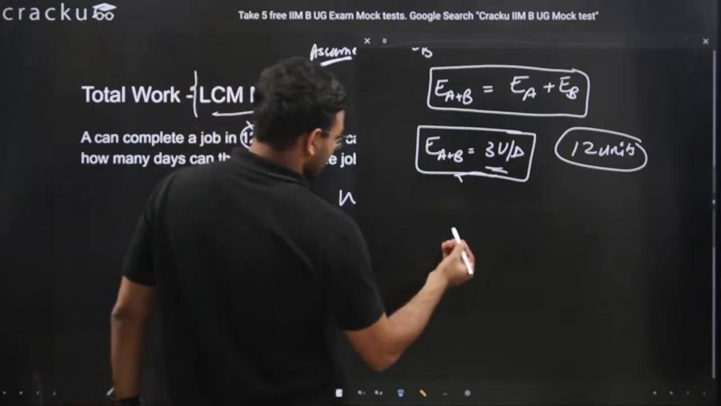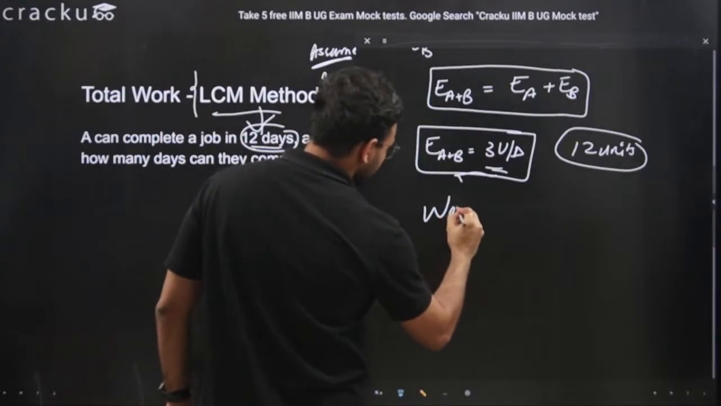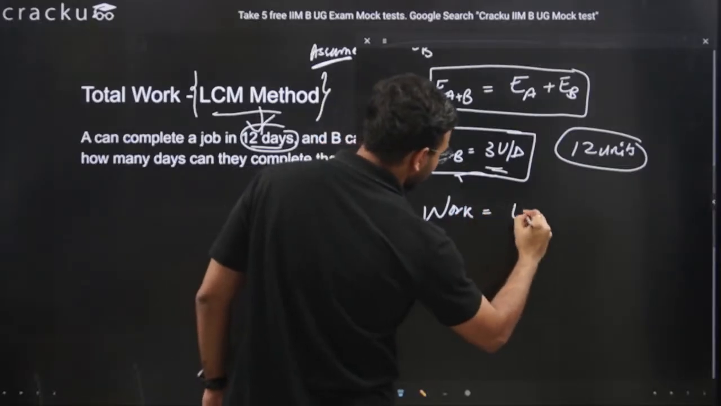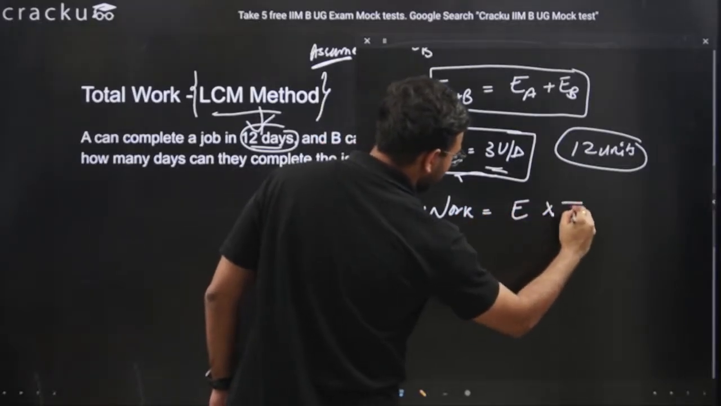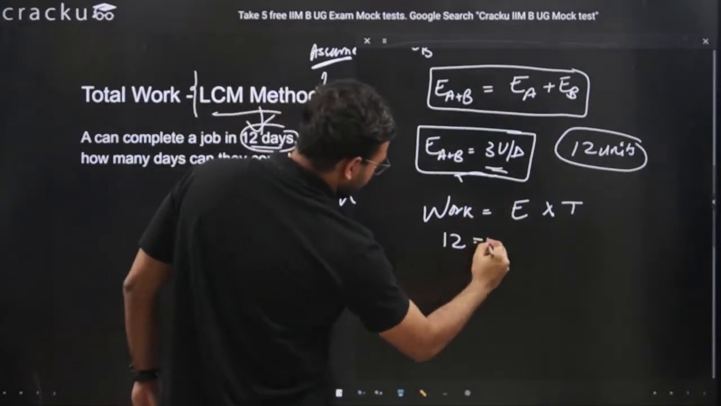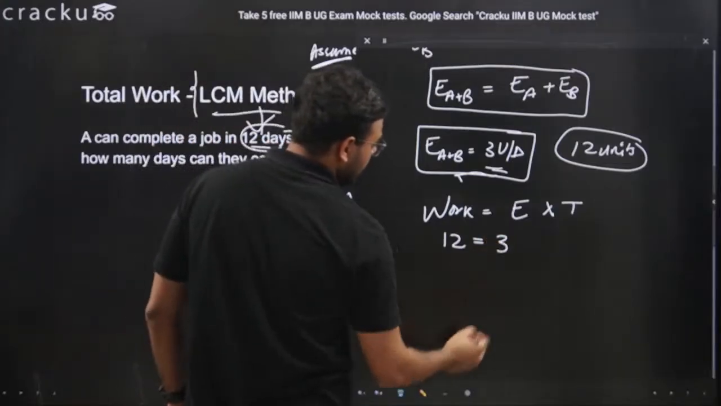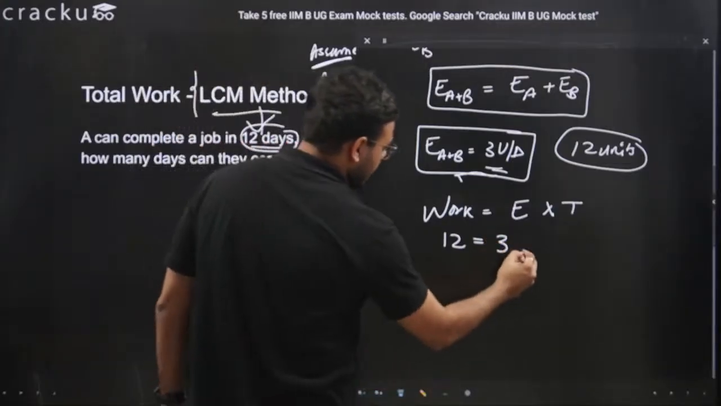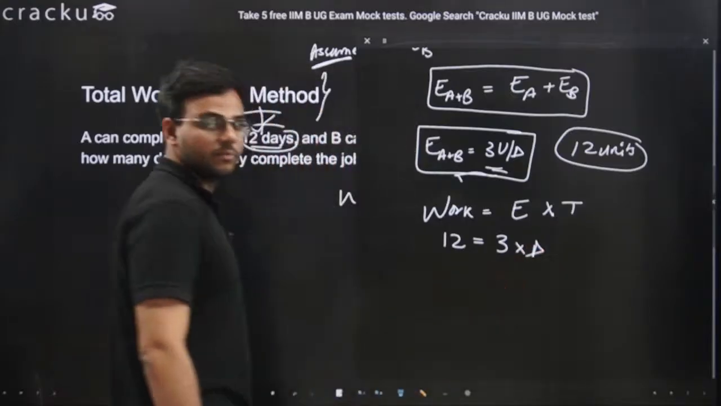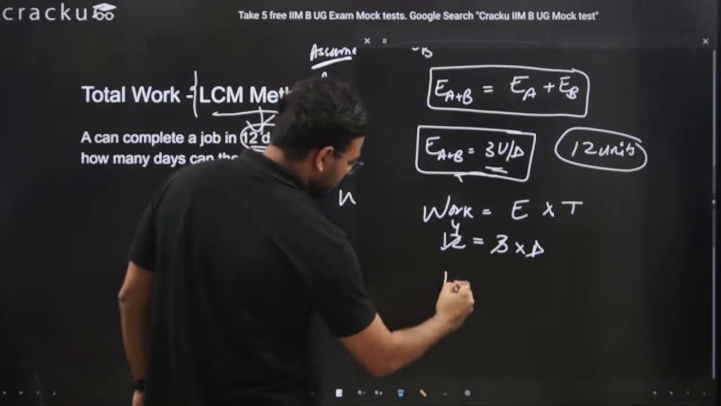So again, as discussed, the formula in the first slide, which was work is equals to rate or efficiency into time. What is the work? Work is 12 units, so 12. What is efficiency? Efficiency is 3. So 12 is equal to 3 into, let's say they are taking D days. This 3 and 12 will cancel. This will be 4 and D is equals to 4.